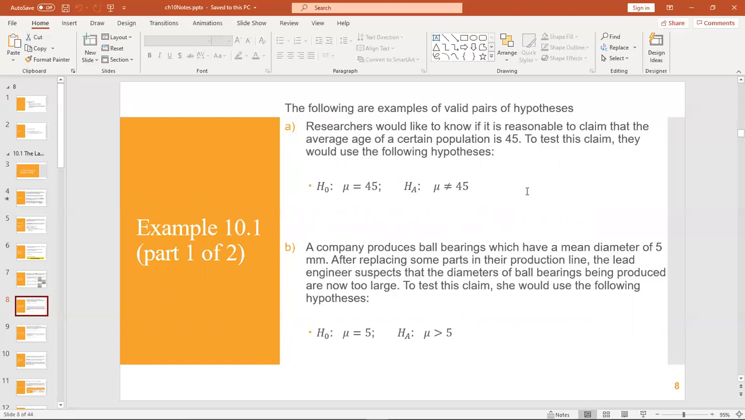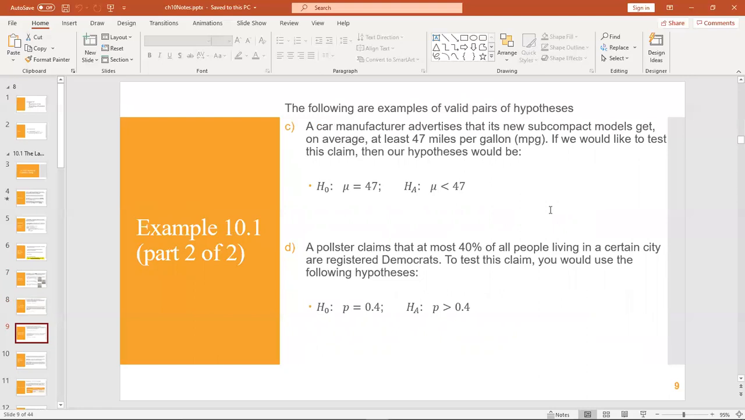A company produces ball bearings which have a mean diameter of 5 millimeters. After replacing some parts in the production line, the lead engineer suspects that the diameters of the ball bearings are now too large. To test this, here's what you're going to do. So the null hypothesis is that it's just equal to the population mean, which should be 5. Since the engineer suspects they're too large, it's going to be a greater than statement. So we're going to say for the HA, the alternative hypothesis, mu is going to be greater than 5.